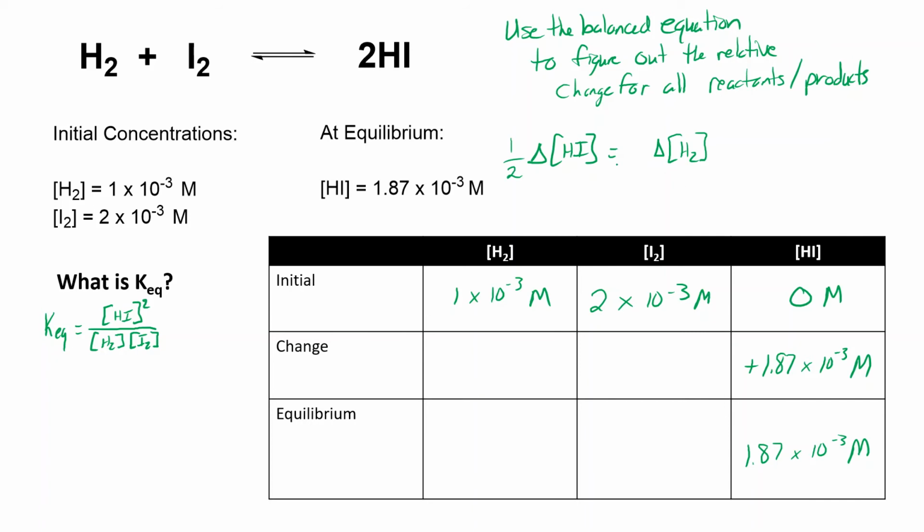We have a number for the change in concentration of HI. It's 1.87 times 10 to the negative third. And we can do half of that over here, and this is 0.935 times 10 to the negative third molar. Now we're going to make this one negative because the reactants are disappearing while the product appears, right? So the products are appearing, the reactants are disappearing. The change is positive for the products and negative for the reactants.